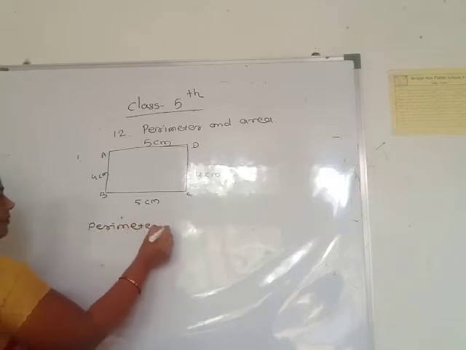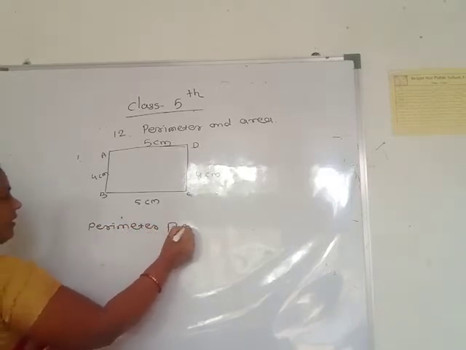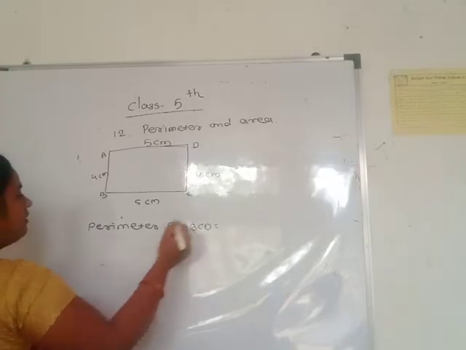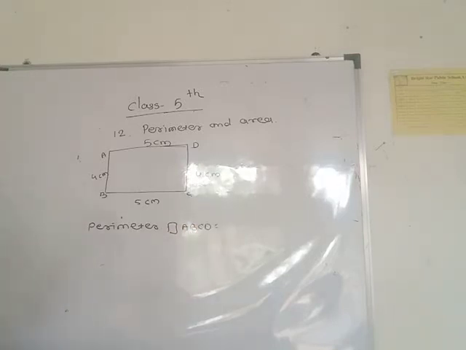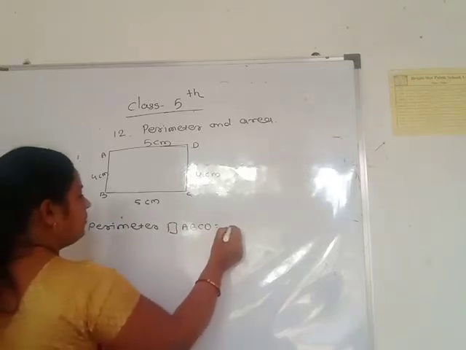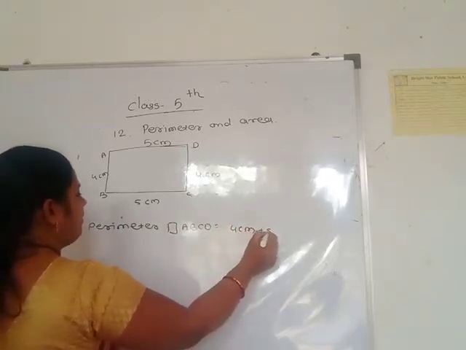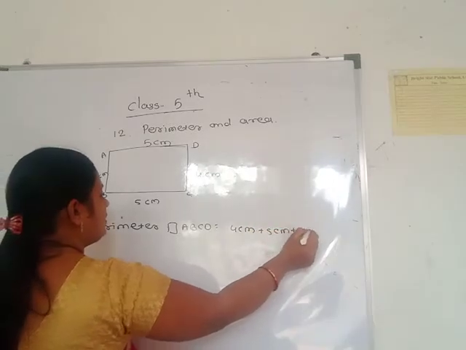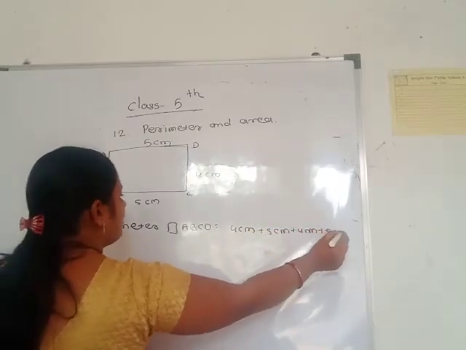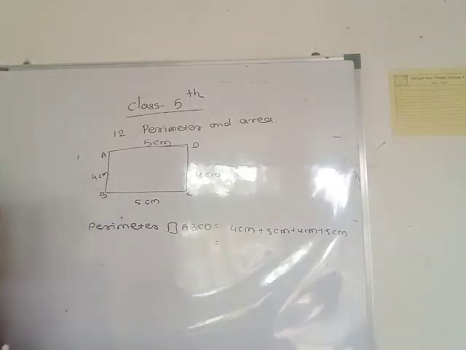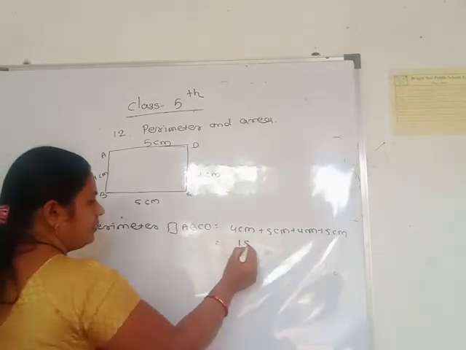perimeter of rectangle ABCD is equal to the sum of the lengths of all sides. All sides: 4 centimeter plus 5 centimeter plus 4 centimeter plus 5 centimeter. Then do addition. 4 plus 5, 9; 9 plus 4, 13; 13 plus 5, 18. Then you write the answer, 18 centimeter.